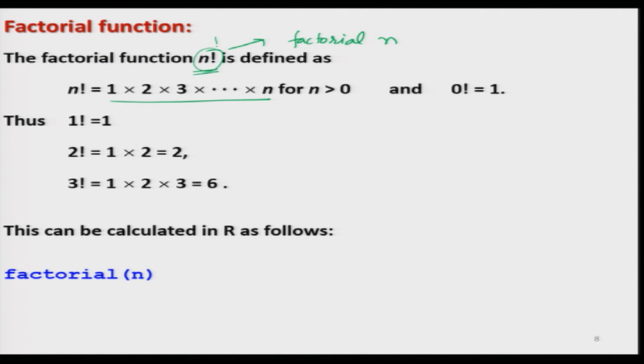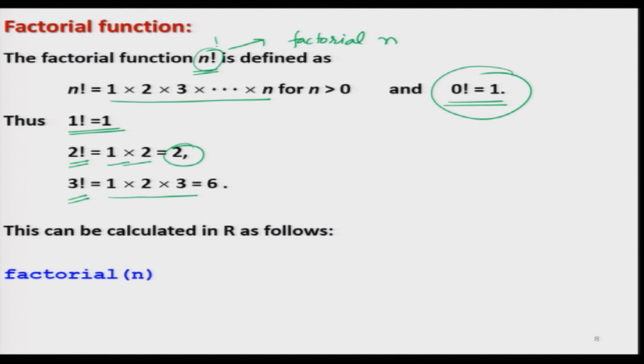There might be some confusion, so it has been assumed that factorial 0 has the value 1. Similarly, factorial 1 also has the value 1. That is our assumption, that factorial 0 will always take the value 1. If you want to find the factorial of 2, that is simply 1 into 2, which is 2. Similarly, factorial 3 is obtained by 1 into 2 into 3, which is 6.